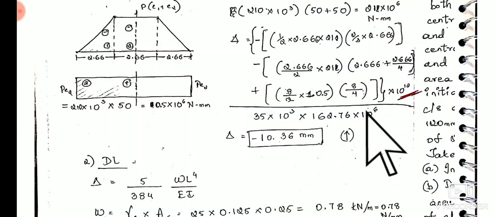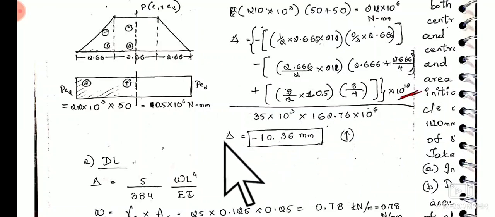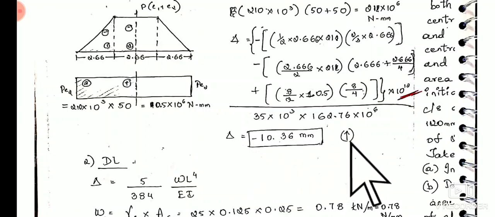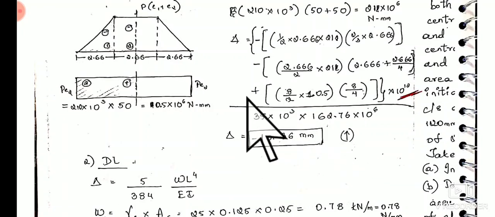Young's modulus of concrete into moment of inertia. Now the net deflection is equal to minus 10.36 mm. It will be acting in the upward direction, hence we have to take this value as negative.